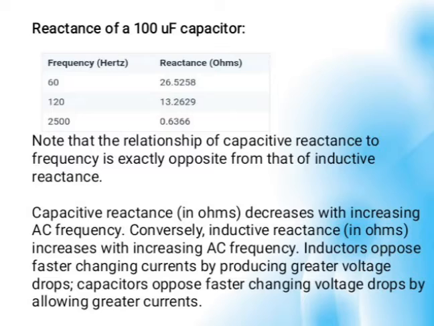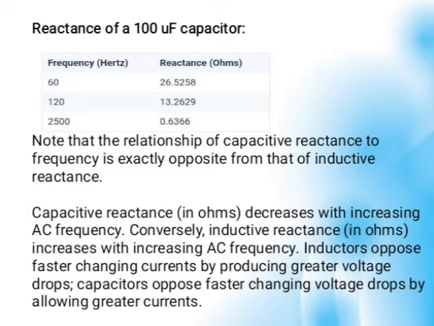So this is the reactance of a 100 uF capacitor. Please note that the relationship of capacitive reactance to frequency is exactly opposite from that of inductive reactance. Capacitive reactance in ohms decreases with increasing AC frequency. Conversely, inductive reactance in ohms increases with increasing AC frequency. Inductors oppose faster changing current by producing greater voltage drops. Capacitors oppose faster changing voltage drops by allowing greater current.